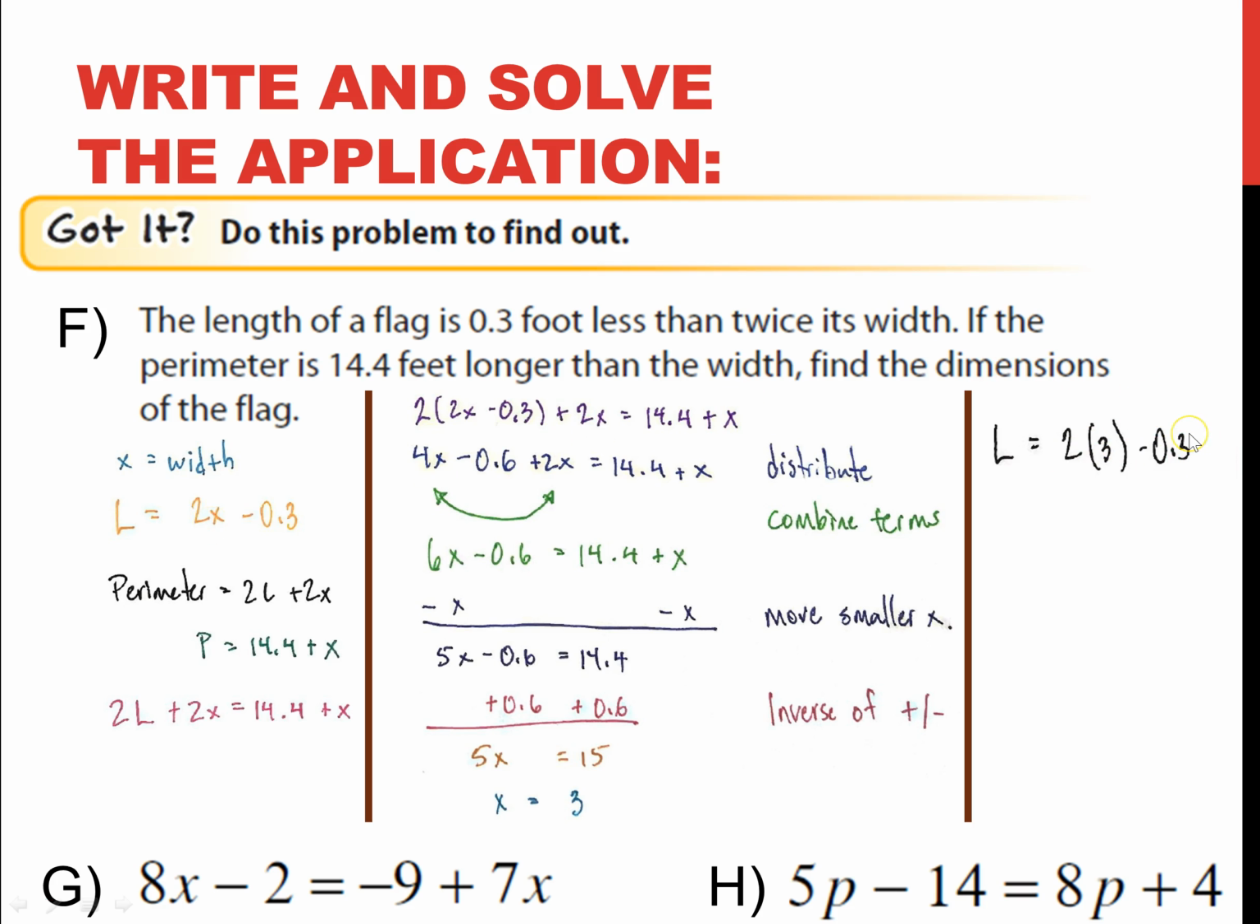So 2 times 3 is 6. 6 minus 3/10 is 5.7. And now I know the length is 5.7 feet and the width is 3 feet. And that is the dimensions of my flag.